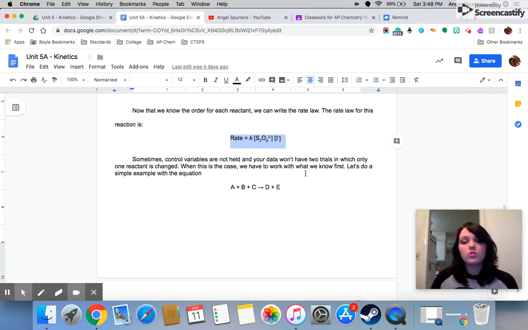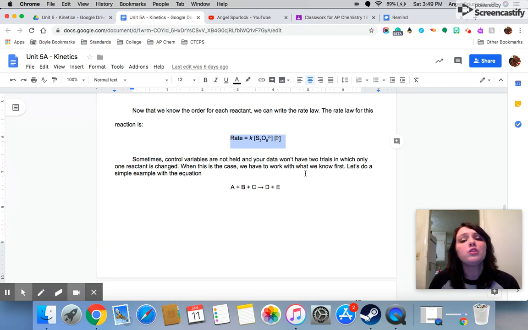How did I decrease the concentration of iodine? Okay, well then what happened to the rate because of that? Did it change at all? No? Okay, then that would be zero order. Did it decrease by the same factor? Yes. Okay, then that would be first order. Did it decrease by the factor that I decreased by times or squared? No? Okay, then it's not second order, right?